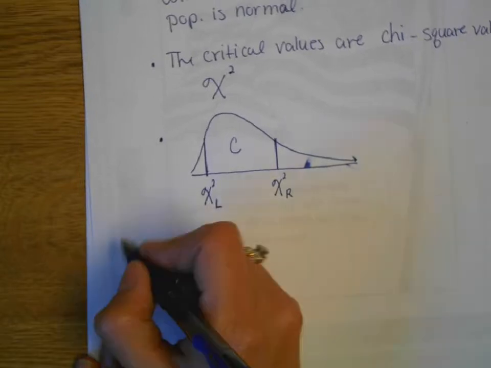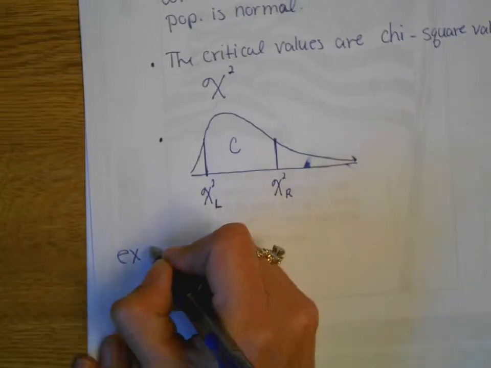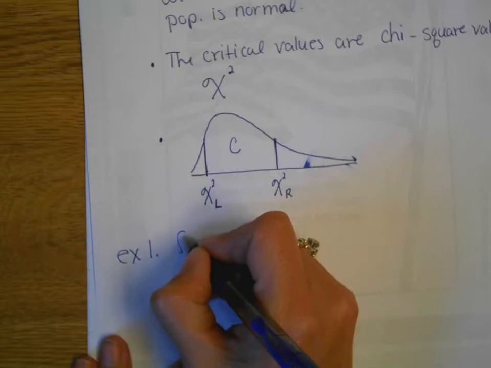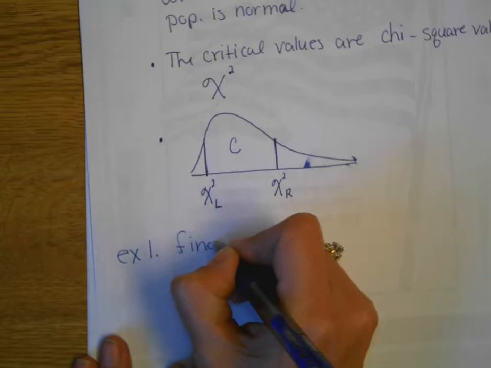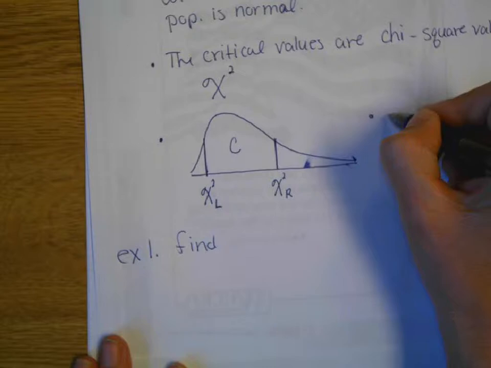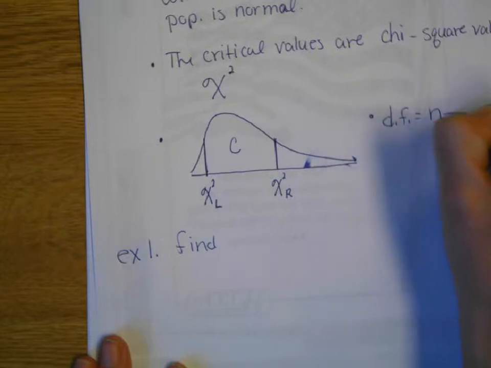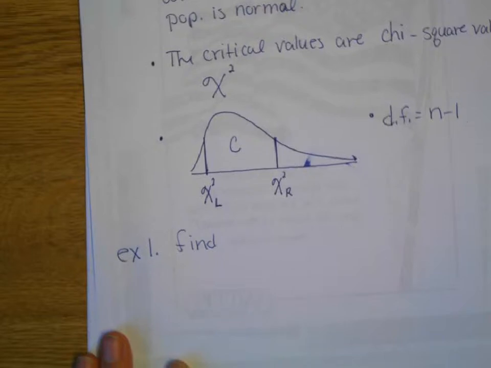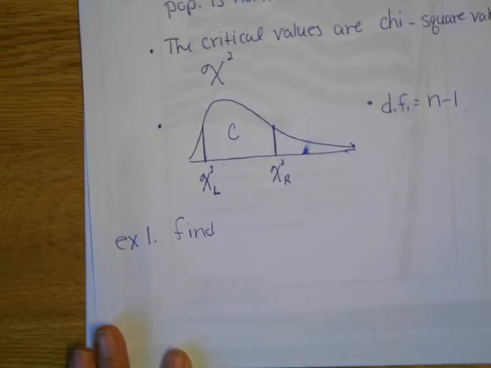So, our first example is going to be reading the chi-squared table. Oh, I did forget one thing. DF, degrees of freedom, sample size minus 1, just like it was before.